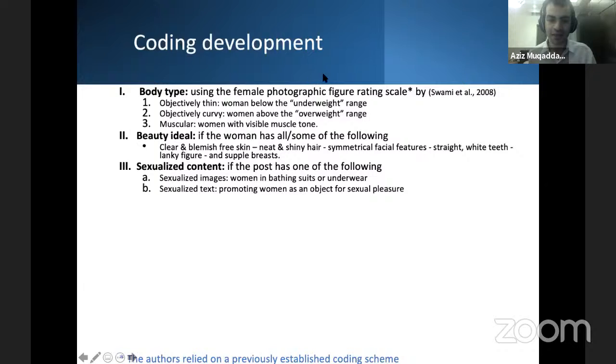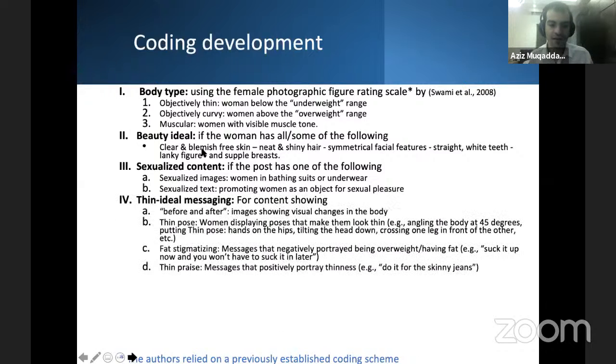And then sexualized texts were those promoting women as an object of sexual pleasure. So if the text had a sexual undertone, it would be considered sexual content. Honestly, in the article, this part was not detailed on why. In other articles, the authors explained, but not in this article. And then thin ideal messaging. They had 4 categories for this one.